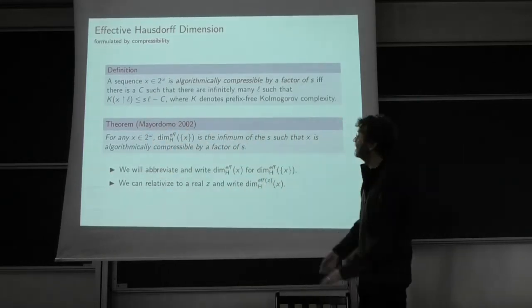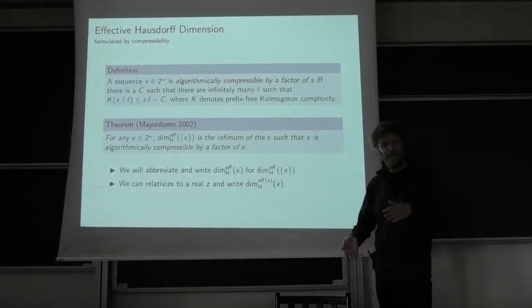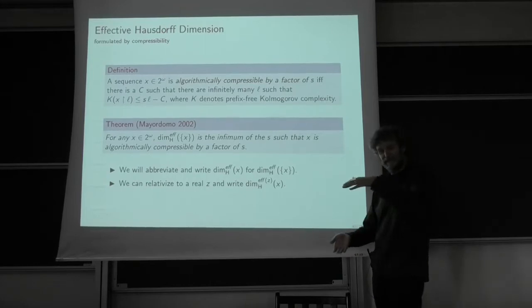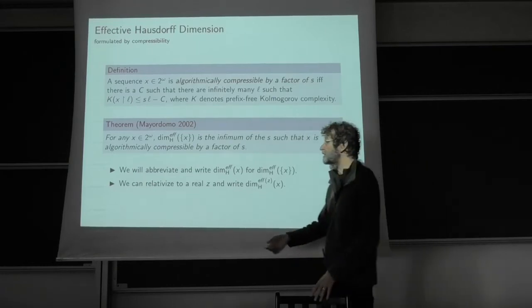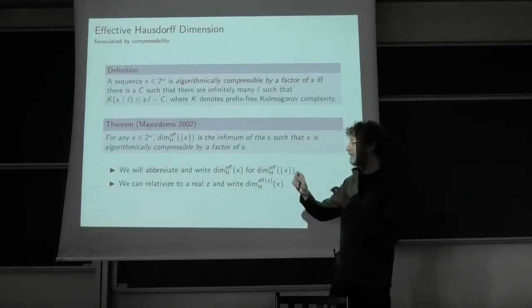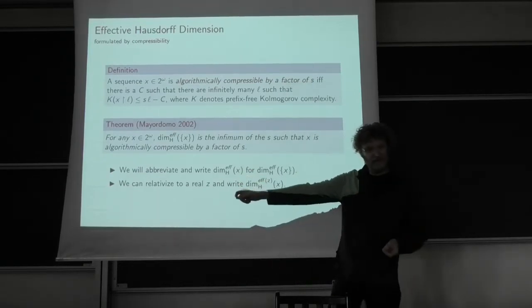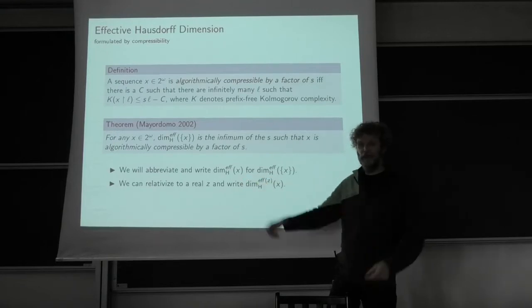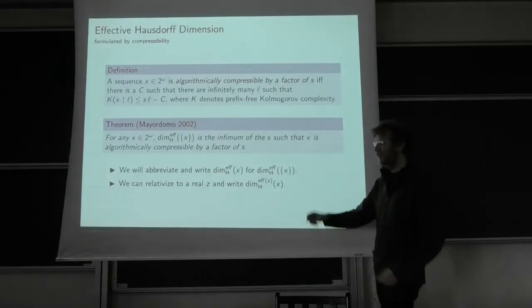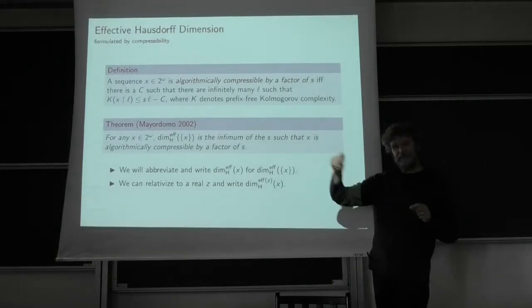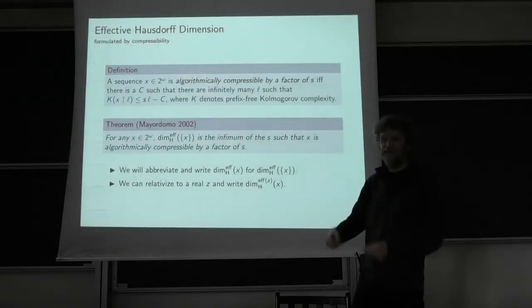So x is algorithmically compressible by a factor of a half means that for infinitely many initial segments of x, you can find a program that has half as many symbols in it as the length you're considering, and that program runs and outputs the initial segment of x of length L. So the information sitting inside the first L bits of x has size a half of L.